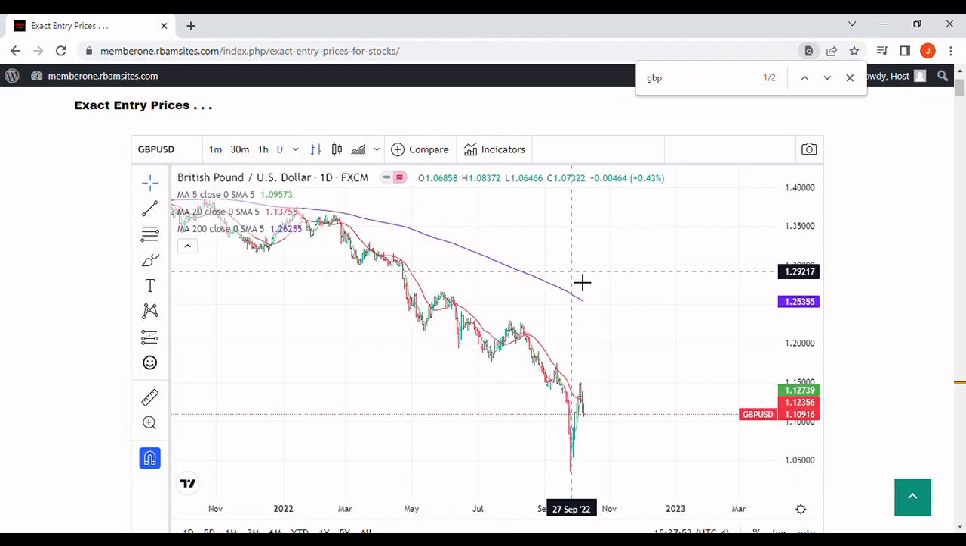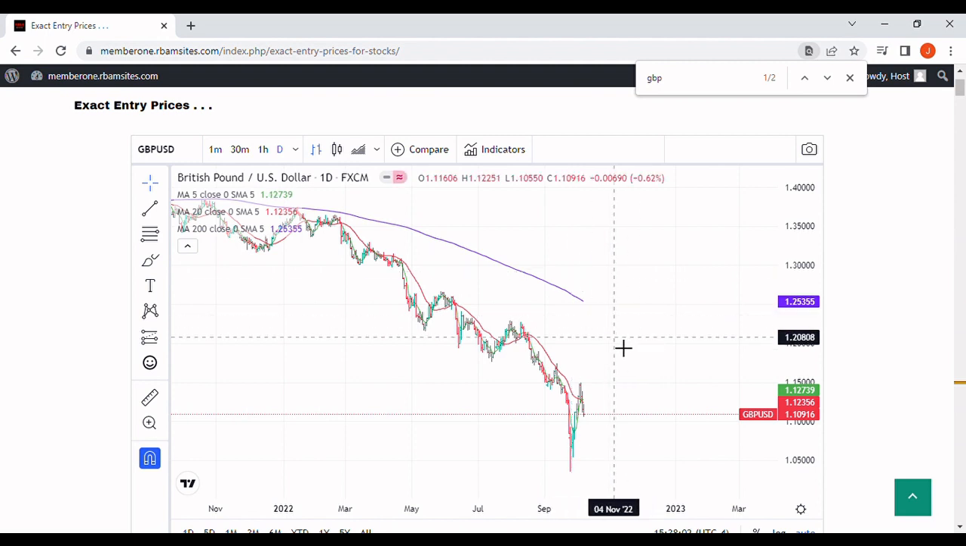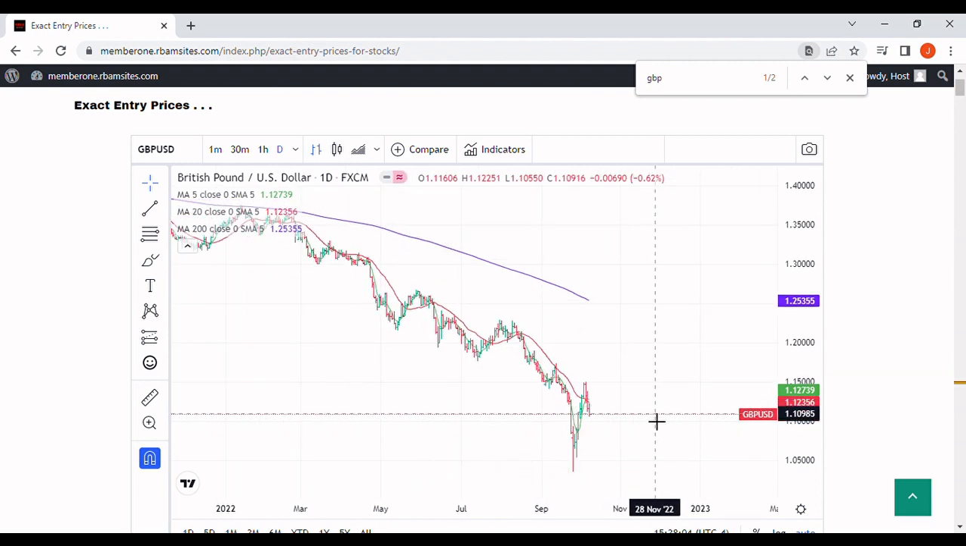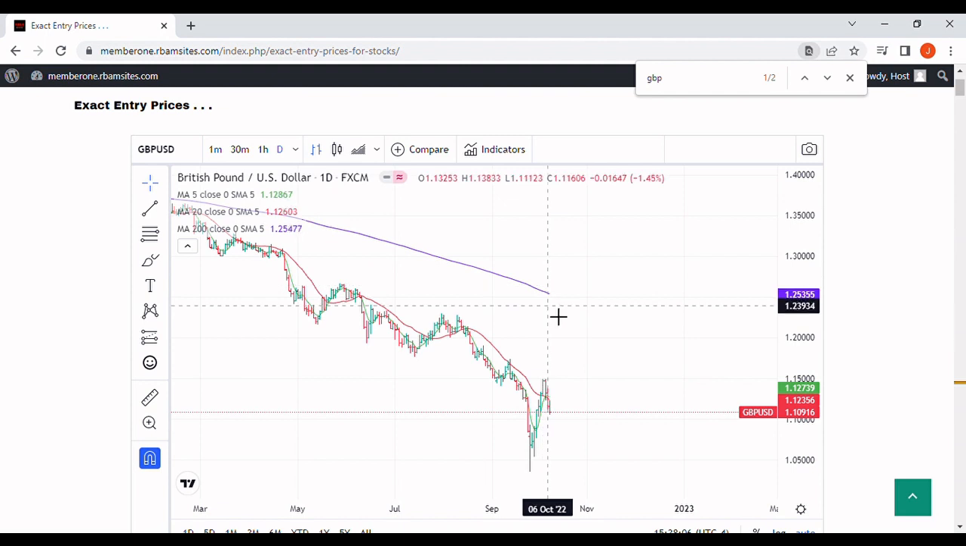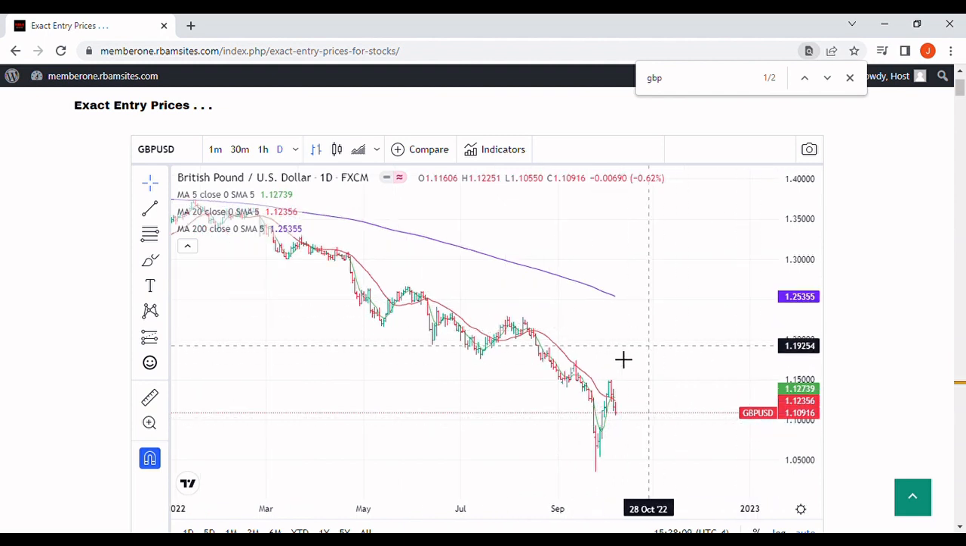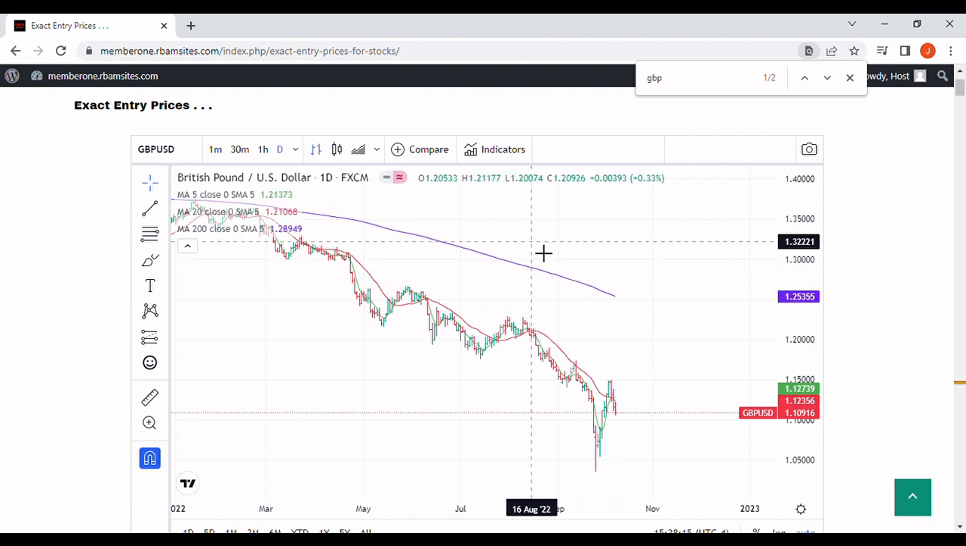We're going to do a brief video on GBPUSD technical analysis, GBPUSD analysis today. We've got a daily chart on here with a 5-day moving average in green, a red 20-day moving average, and a blue 200-day moving average. And in a minute, we're going to show you some exact algorithmically generated entry prices for the GBPUSD. That's the British pound versus the US dollar.